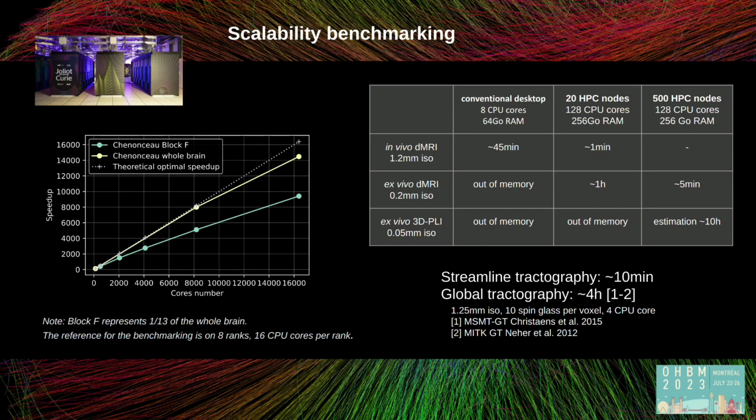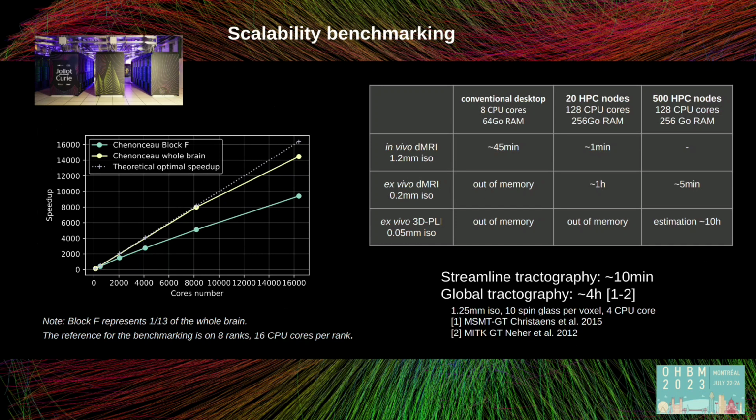For higher resolution imaging at 200 micrometers, we cannot use a conventional computer because of memory constraints. However, when operating a 20-node HPC cluster, the processing can be achieved in around 1 hour, and if we go to a larger supercomputer with 500 nodes, the computation can be further reduced to just a few minutes. Regarding PLI, estimated computation times indicate that it would take approximately 10 hours to complete from isotropic ODF at 50 micrometers.